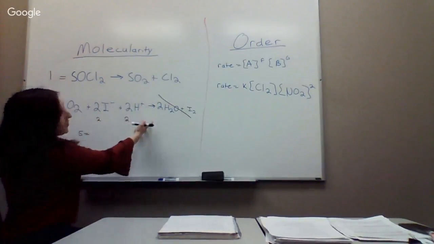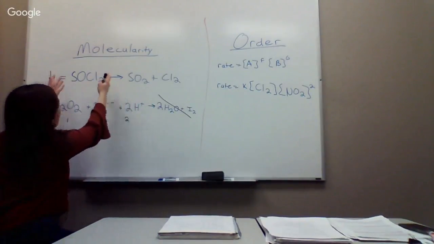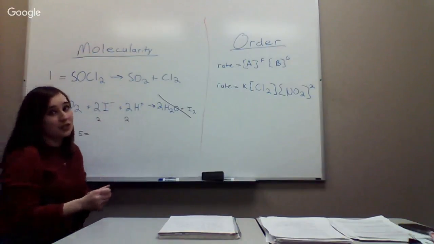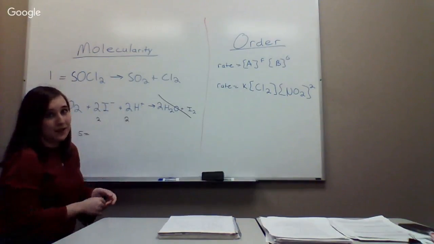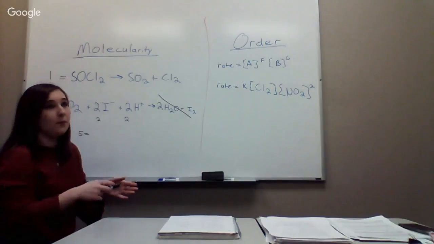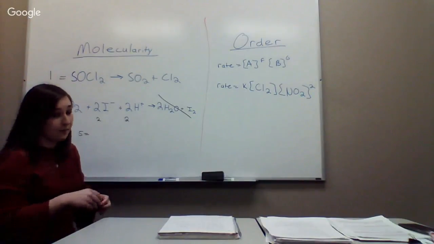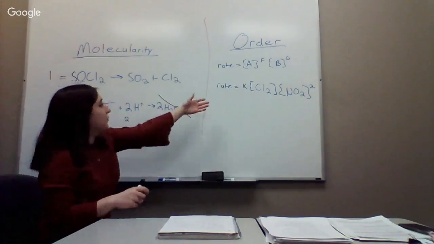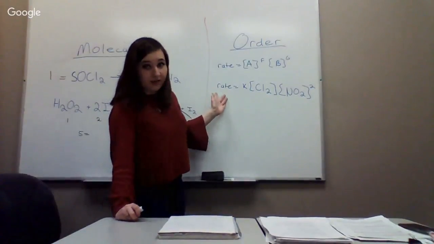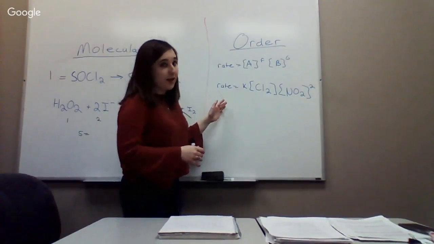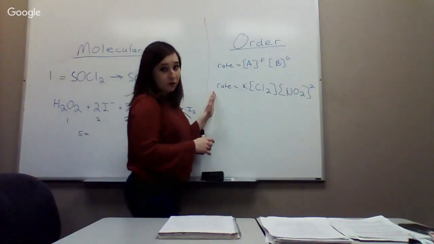So that's the quick version of what molecularity is. Just count up your reactants. If it's 3 or less, it can be an elementary step, and if it's more than 3, it has to be composite. So now we're looking at order. Order is introduced in chapter 49, and order is all about rate.